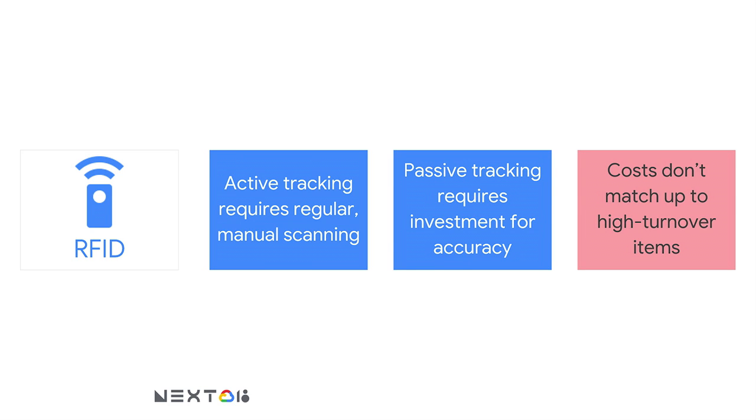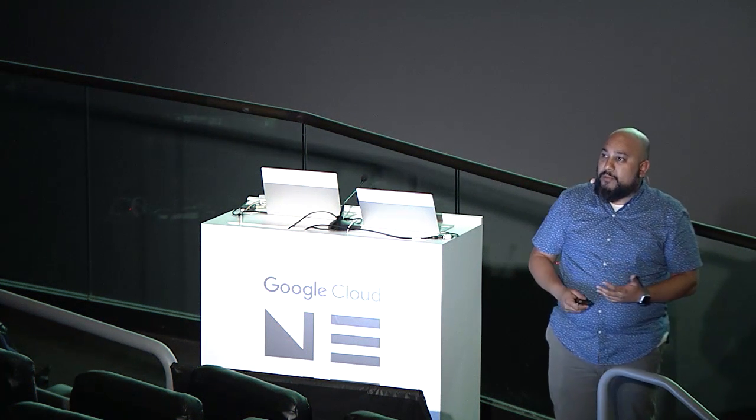The second approach is passive scanning, and passive requires you to install antennas up on the walls or in the ceiling, and then you're basically blanketing an area with scans of RFID, and you're waiting for the responses to come back. Both of them have their own challenges, and ultimately, the costs don't really line up, again, with high turnover, low margin items, right?